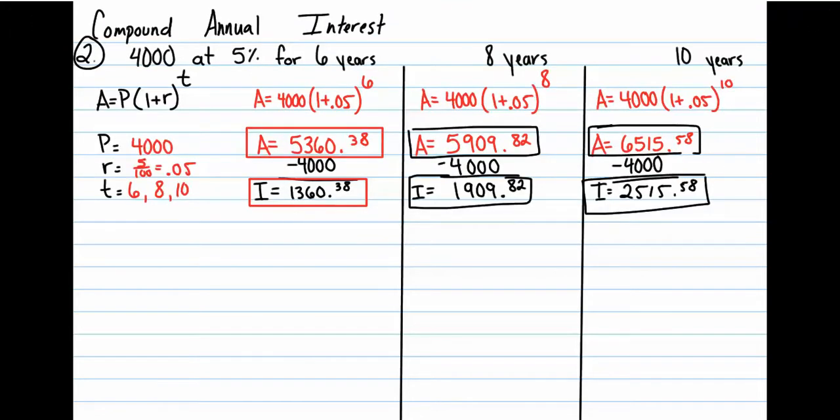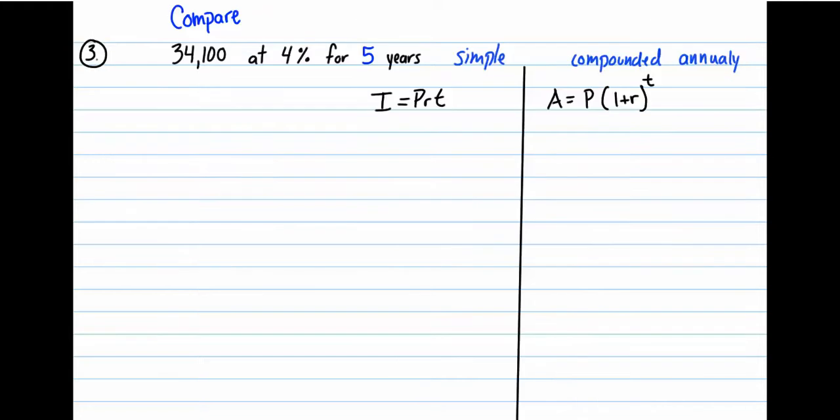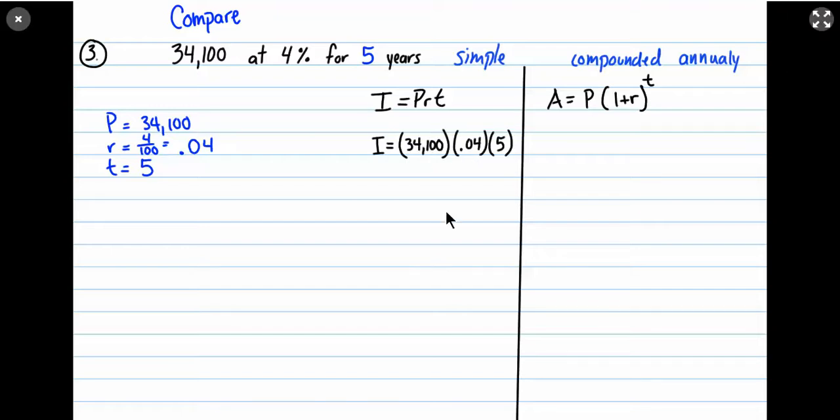Now, here's the main reason why I cover both. Let's pretend it's something like this. Compare 34,000 at 4% for 5 years at simple and compounded interest. Now, how does it affect? So the first thing I want to do is, well, I want to use these formulas, right? So figure out P, R, and T, and then here are my numbers. Again, careful with the percent. And as far as the first one goes, I'll simply just set up I equals P, R, and T. And I'll go work that out.